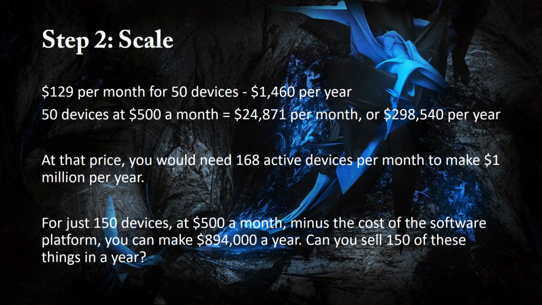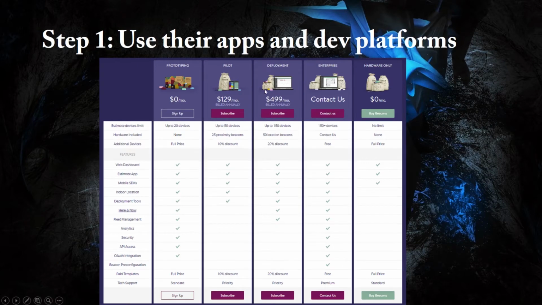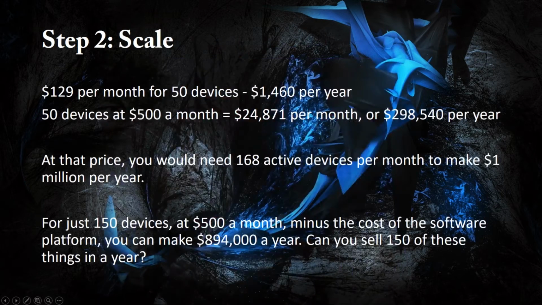So at that same price, you would need to have 168 devices active per month in order to make $1 million a year. Now, if you guys remember in that last slide, that would actually be under the enterprise section. But if you're making that much money, I think you can go ahead and pay whatever it's going to ask for. I doubt it's going to be anything insane. Now, if you wanted to limit yourself just to the 150 devices, and again keeping that at $500 a month minus the cost of the software platform, then you would be making $894,000 a year. So then the question is, how hard would it be for you to sell 150 of these devices each year?